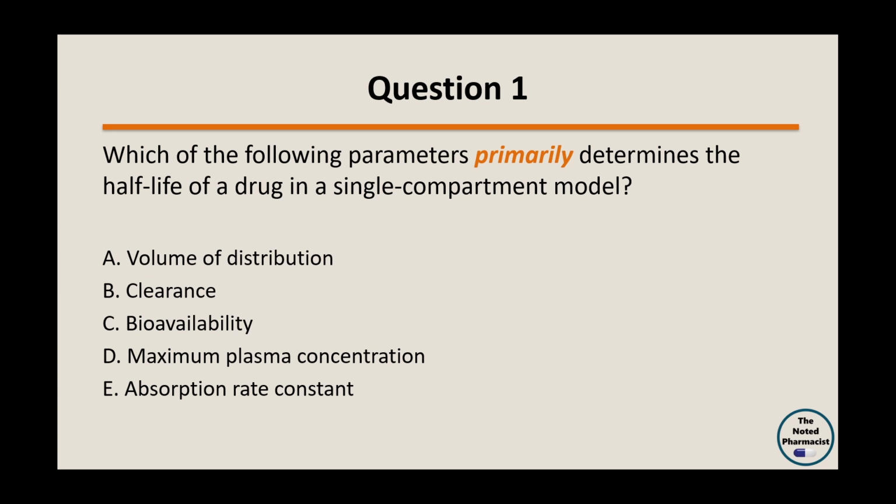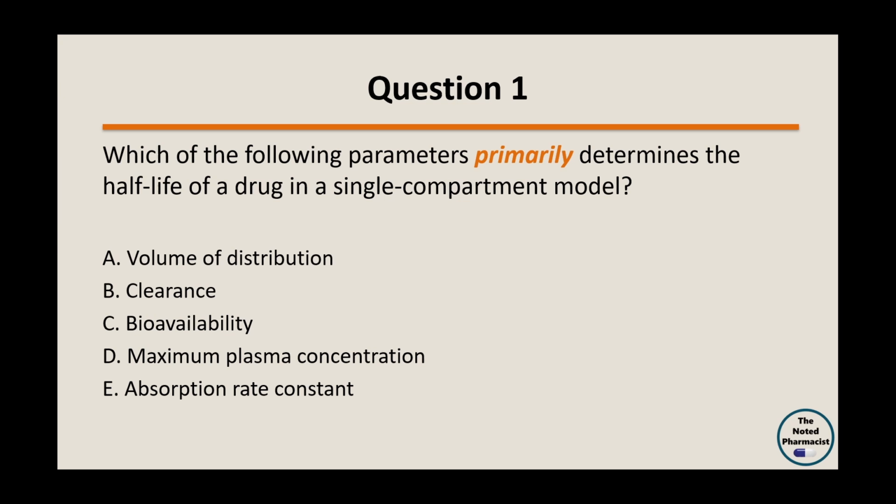Question 1 is as follows. Which of the following parameters primarily determines the half-life of a drug in a single compartment model? Option A, volume of distribution. Option B, clearance. Option C, bioavailability. Option D, maximum plasma concentration. Option E, absorption rate constant.